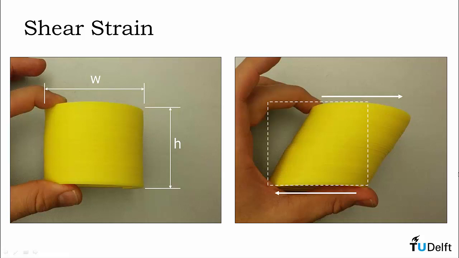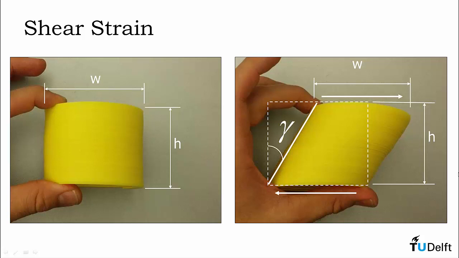If we overlay the initial shape, what we can see is that when it's deformed by a shear force, the width W and height H do not change. We do not get any elongation in those two directions. Instead, what we get is a change in angle, or a change in shape, of the slinky. We denote this angle by the Greek letter gamma, and it is precisely the quantity shear strain.